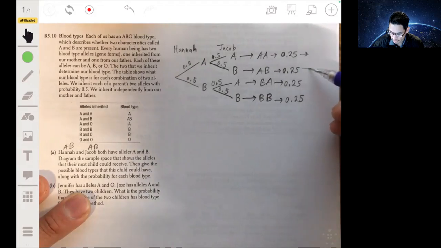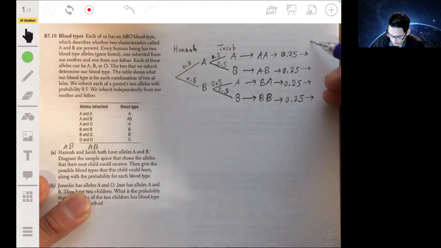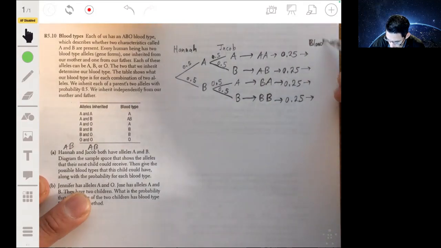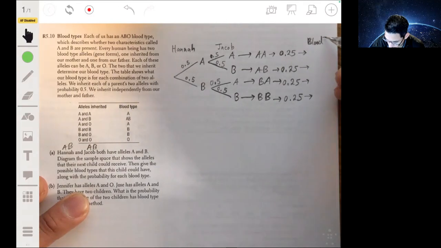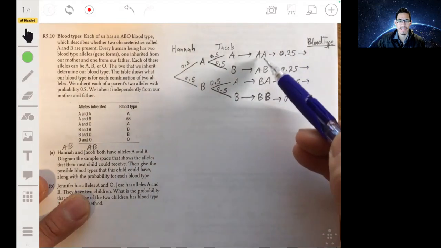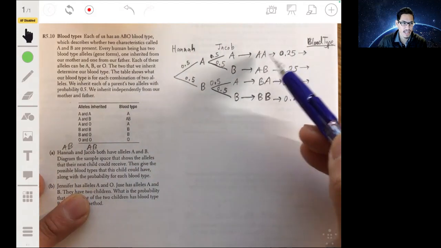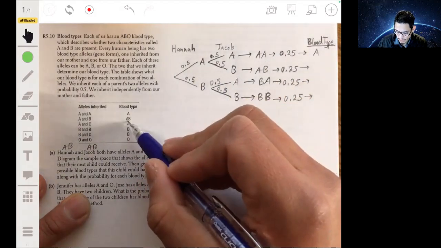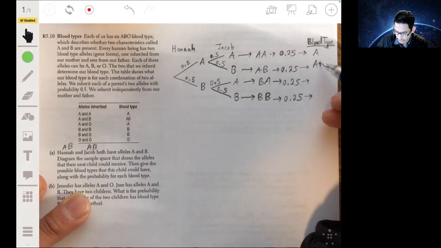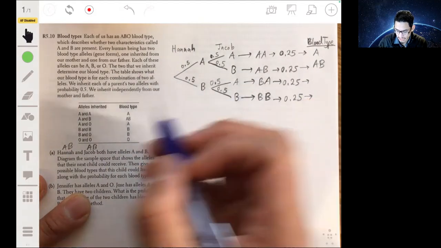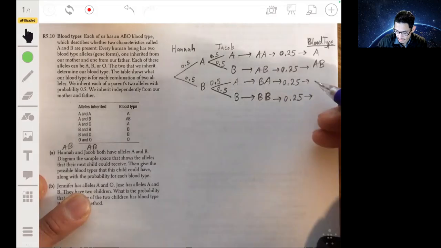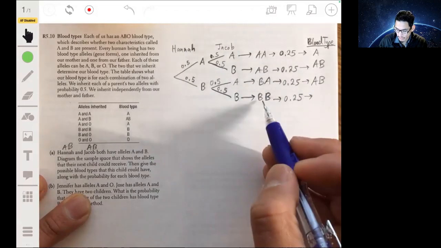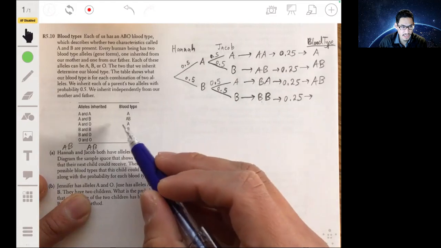Now, this is going to be a little different than the actual blood type. Let me write that over in this last part, because these are the alleles inherited. If they inherit an A and an A, they're going to have blood type A. An A and a B, they're going to have blood type AB. A B and an A, that's the same as an A and a B. Remember, the order doesn't matter. So they're still going to have blood type AB. And then a B and a B, they're going to have blood type B.